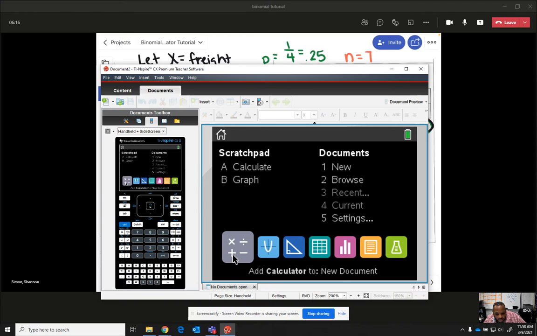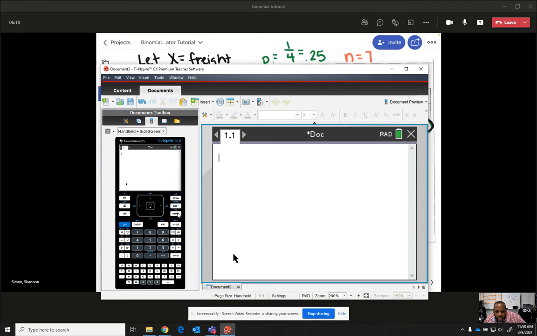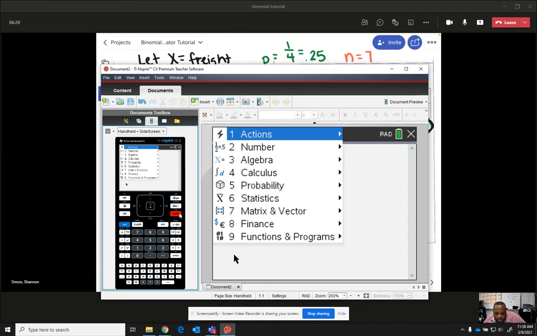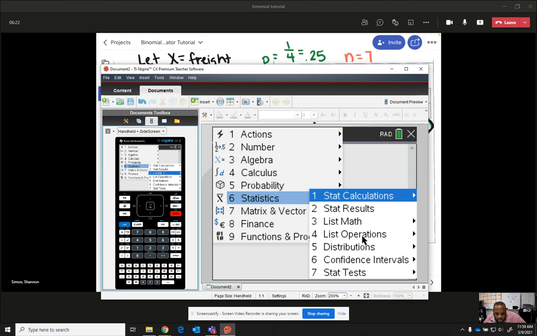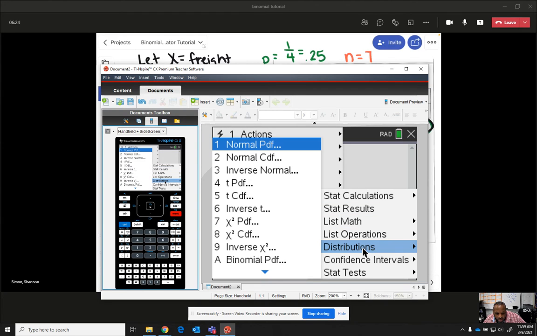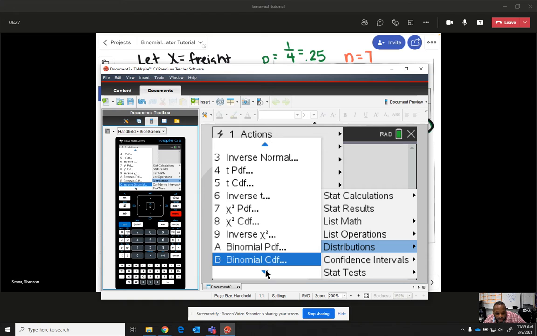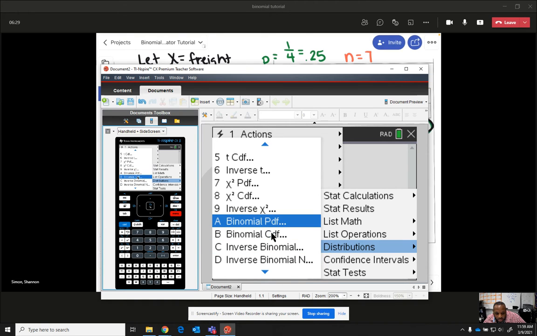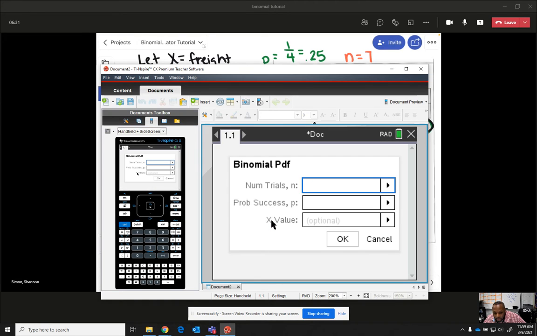And so if I go to my calculator here, I'm going to first add a calculator with this right here. The binomial functions are under menu, statistics, and distributions. So 5, 6, the letter A and the letter B are your binomial functions you're going to use. We're going to do the PDF here because it is exactly. And the PDF calls for the number of trials, which is 7, probability of success, 0.25, and how many successes do I want? For this particular problem, I want exactly 4.